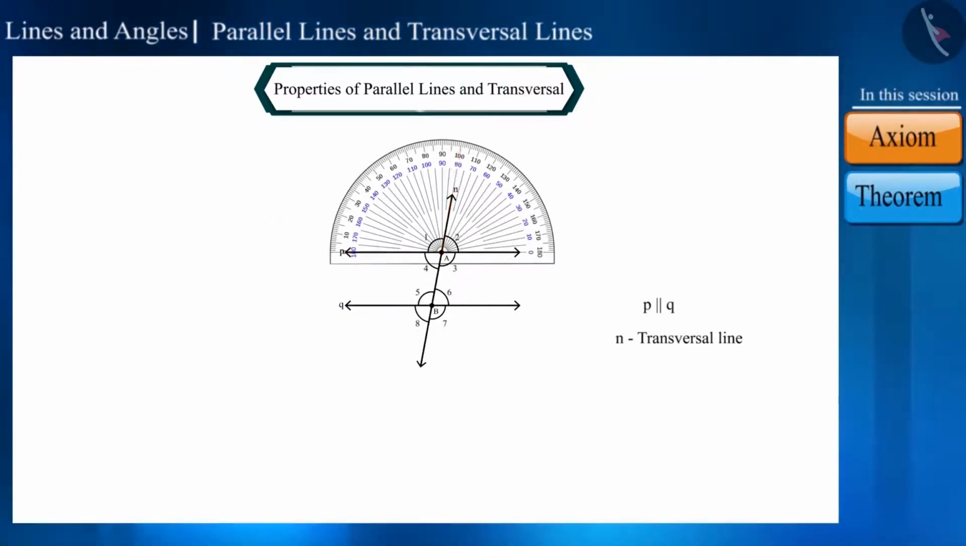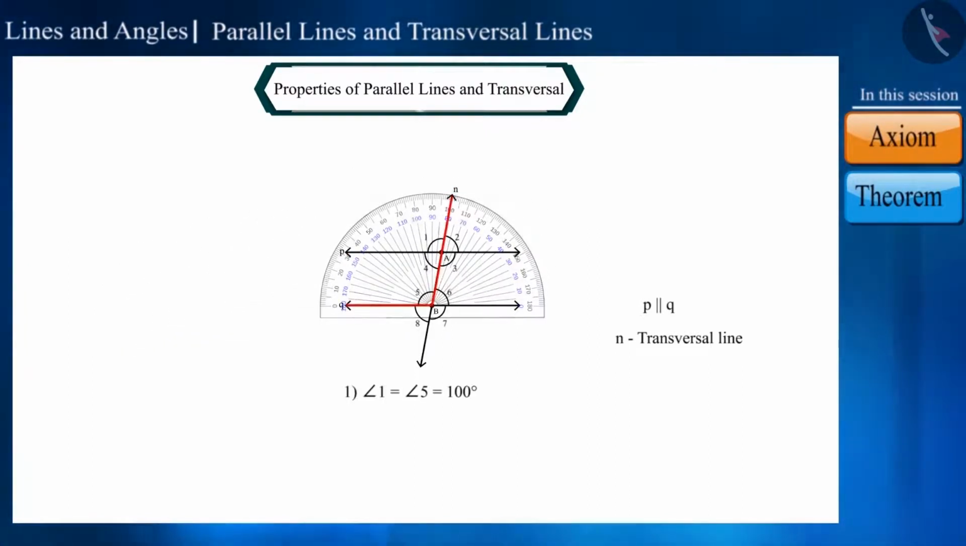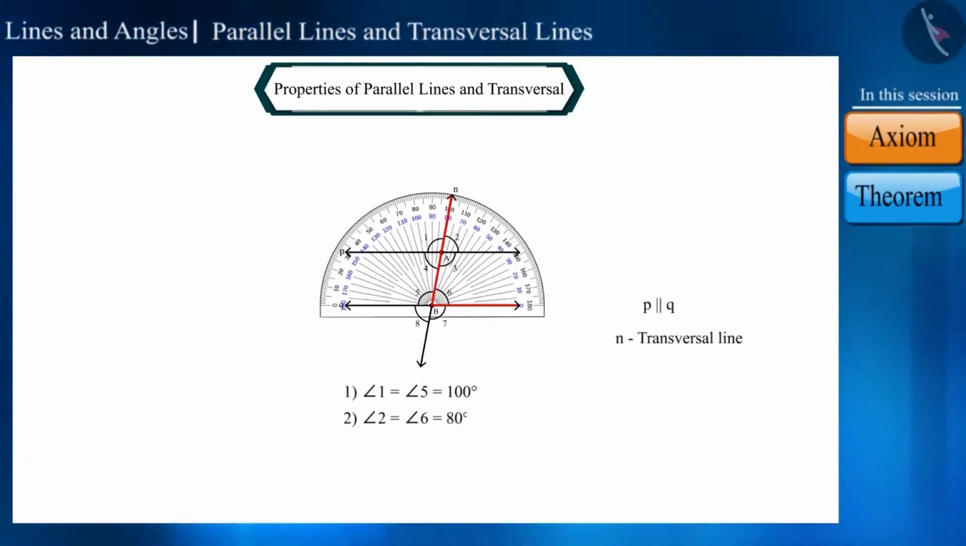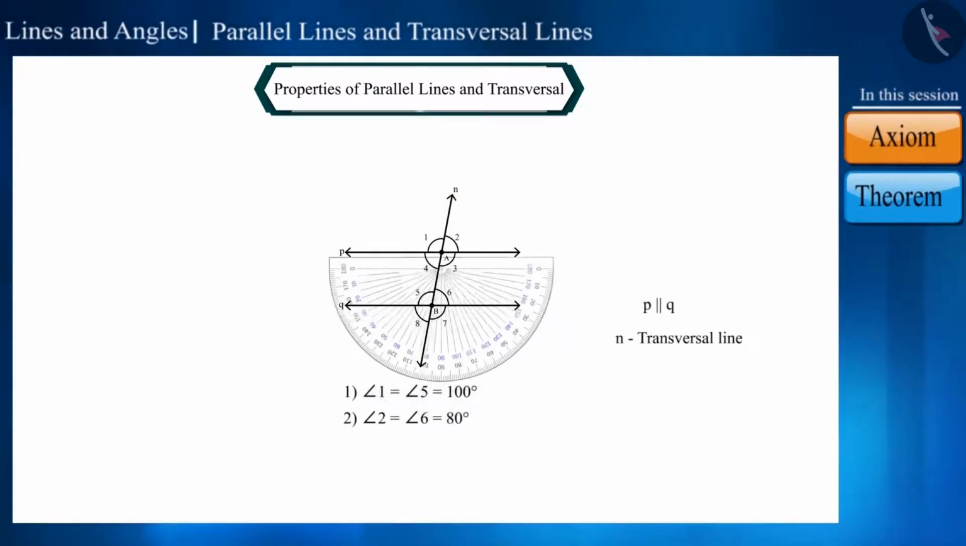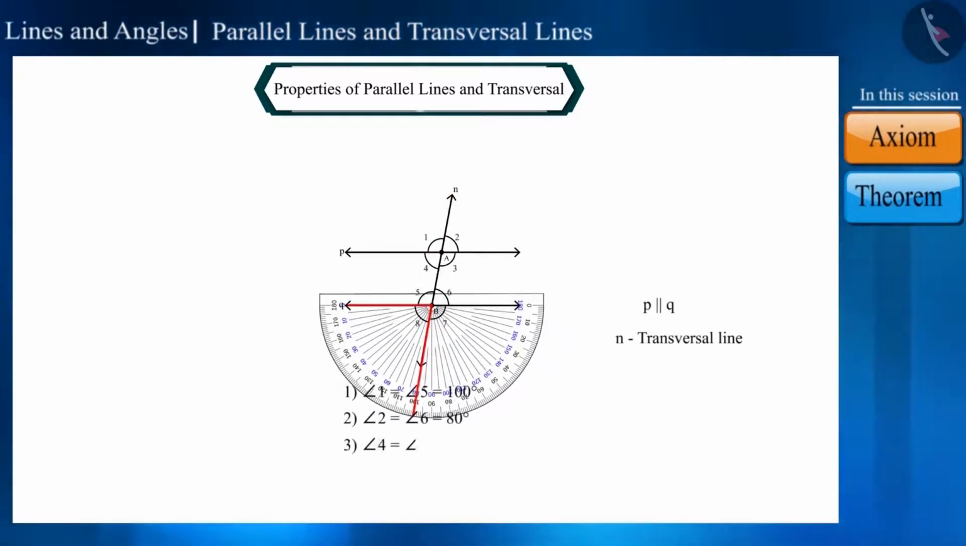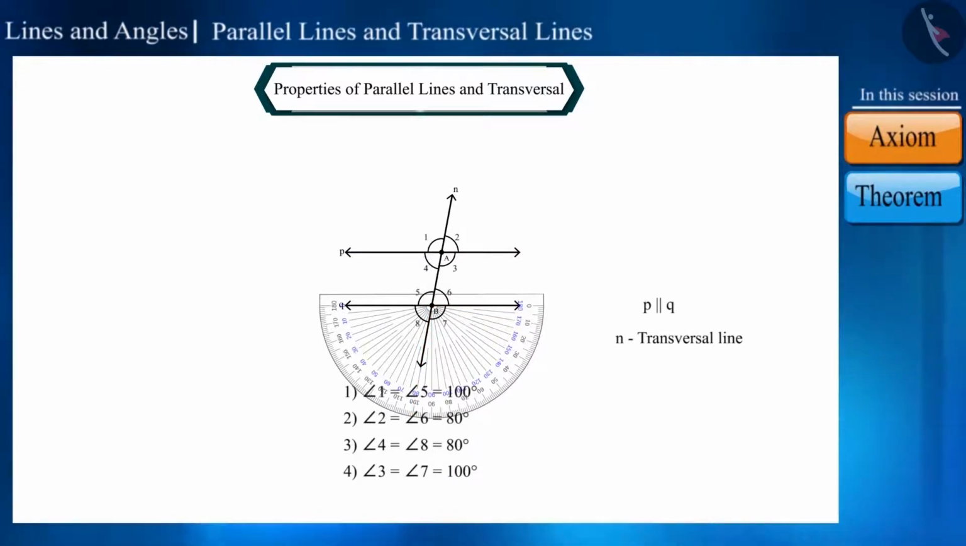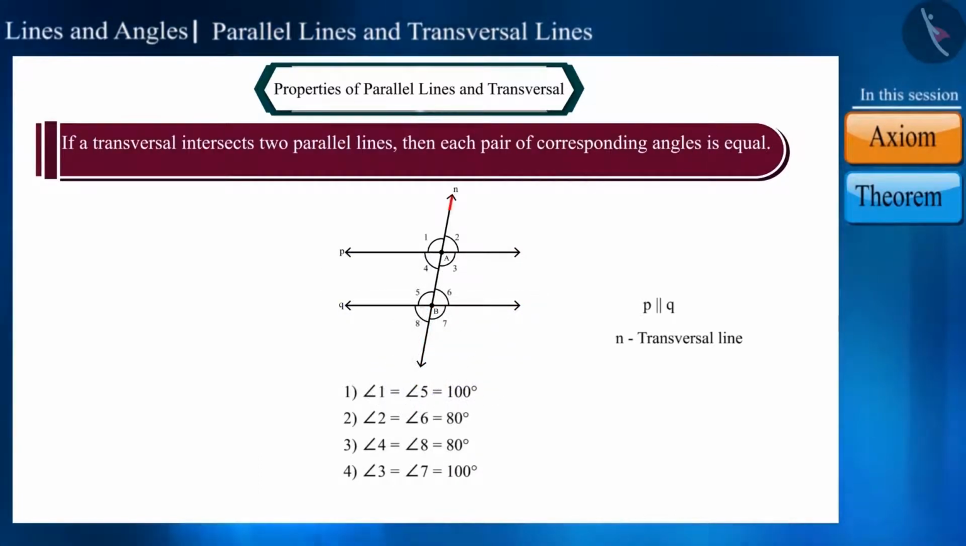Here you can see that angle 1 is equal to angle 5. Angle 2 is equal to angle 6. Angle 4 is equal to angle 8. And angle 3 is equal to angle 7. Now we can say that if a transversal intersects two parallel lines, then each pair of corresponding angles are equal. This is what we call corresponding angles axiom.